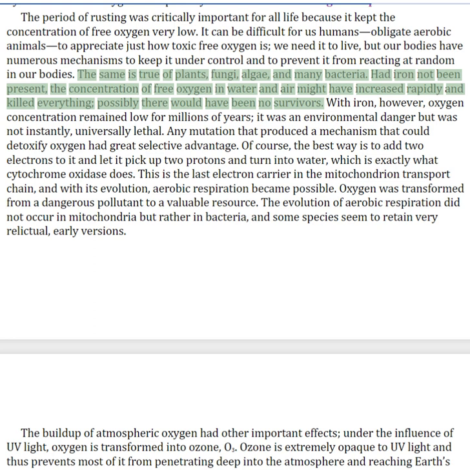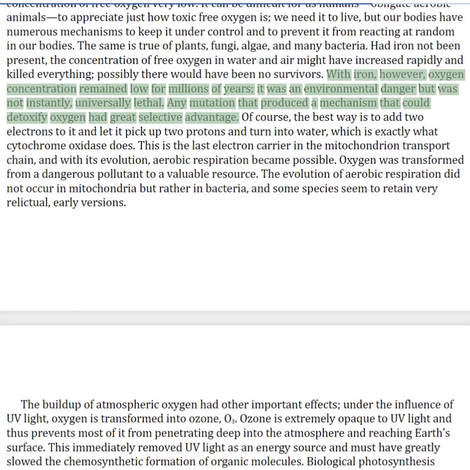Possibly there would have been no survivors. With iron, however, oxygen concentration remained low for millions of years. It was an environmental danger, but was not instantly, universally lethal. Any mutation that produced a mechanism that could detoxify oxygen had great selective advantage.